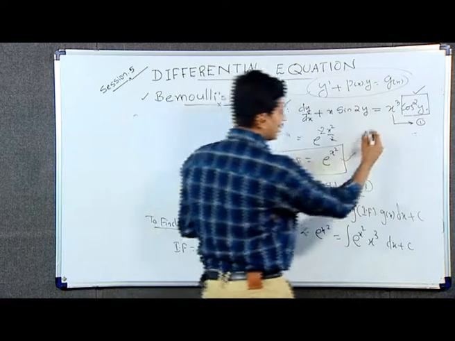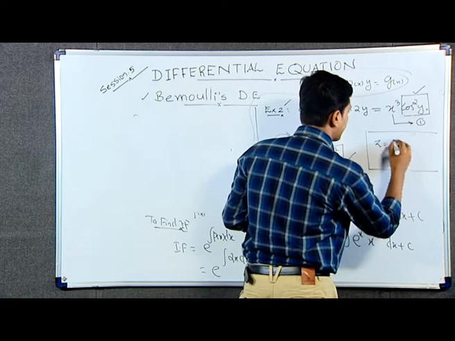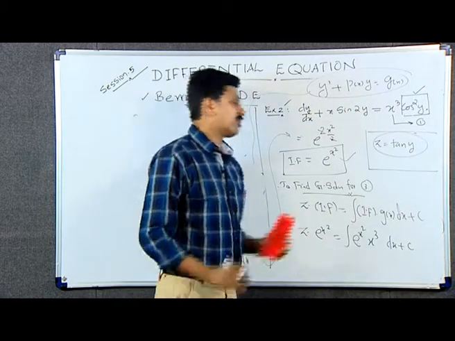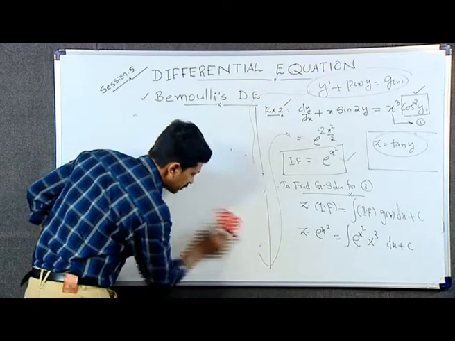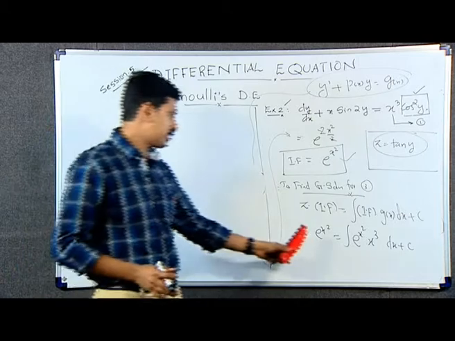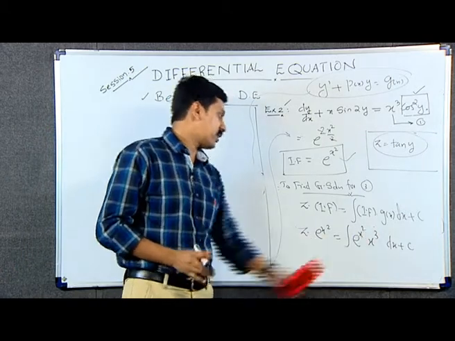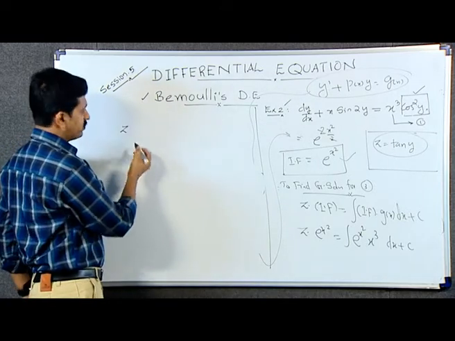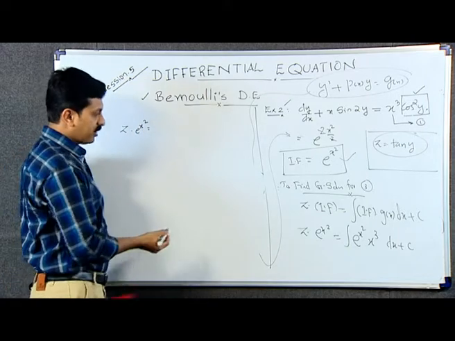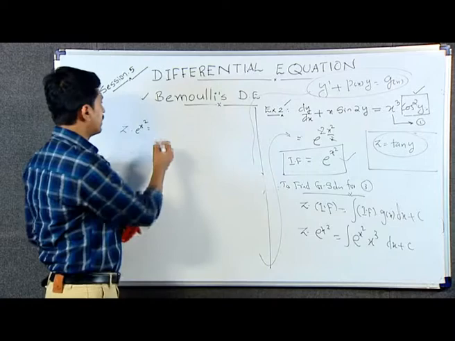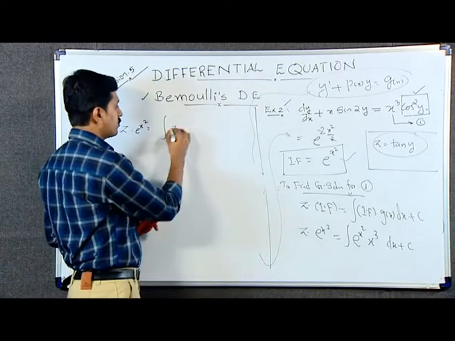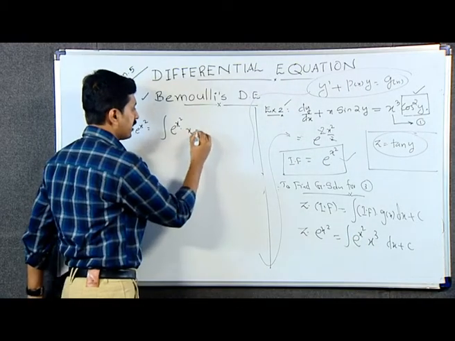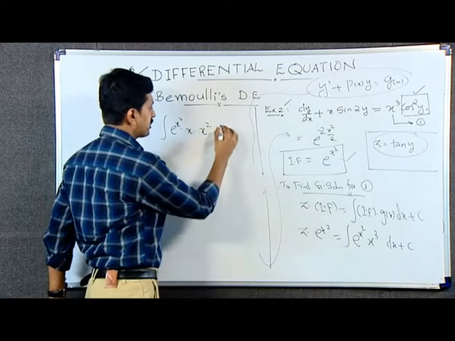Keep in your mind, we substituted z is equal to tan y. At last, we have to use this value. We have z e raised to x square is equal to the integral of e raised to x square into x cube dx plus c. I am constructing this integral by writing x cube as x square into x, dx plus c.